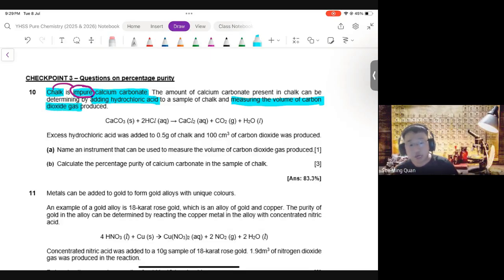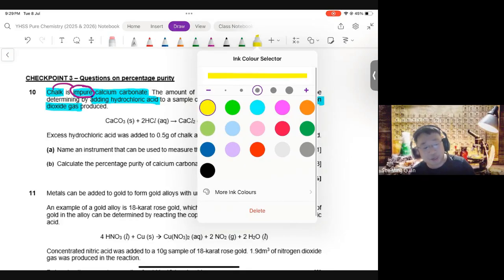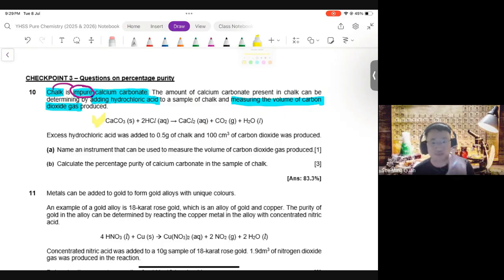And in this case, instead of measuring the amount of HCl reacted, they measured the volume of carbon dioxide gas produced. So now we see the balanced equation is given to us, which is good. We don't have to write our own equation. You are told excess hydrochloric acid was added to 0.5 grams of chalk and 100 cm cube of carbon dioxide was produced. So these are important quantities. All right, 0.5 grams is chalk, but remember, chalk is impure.